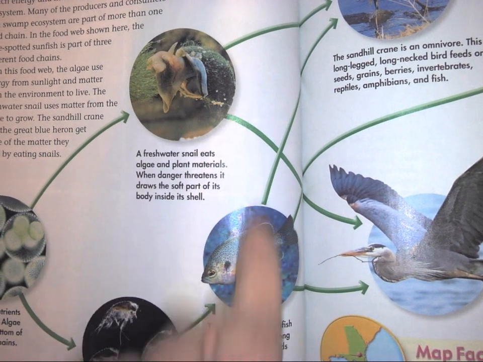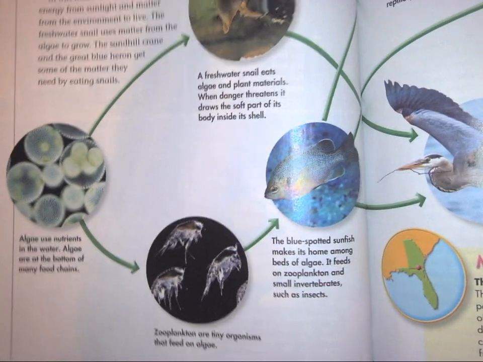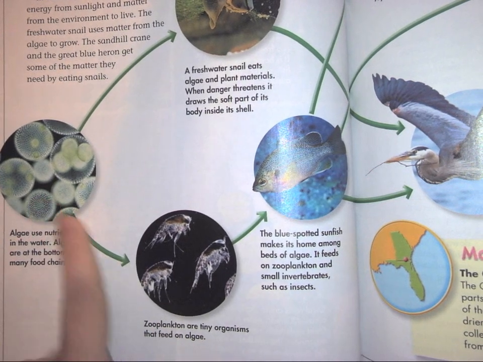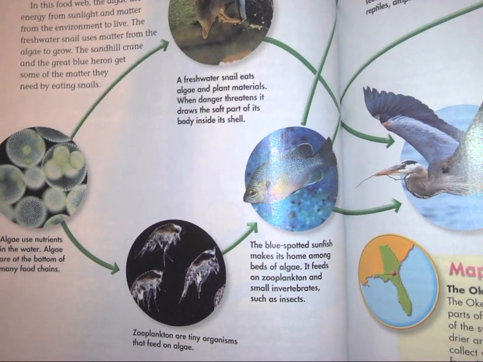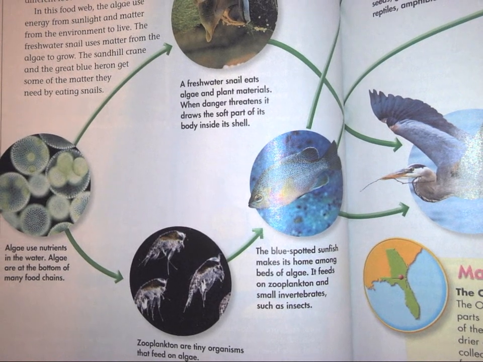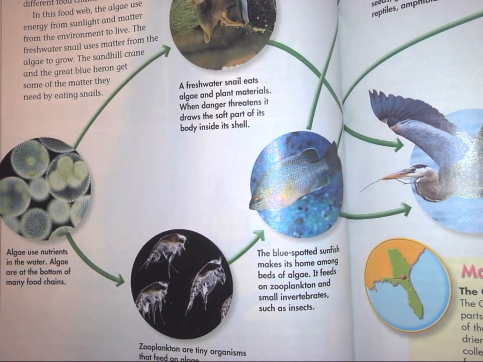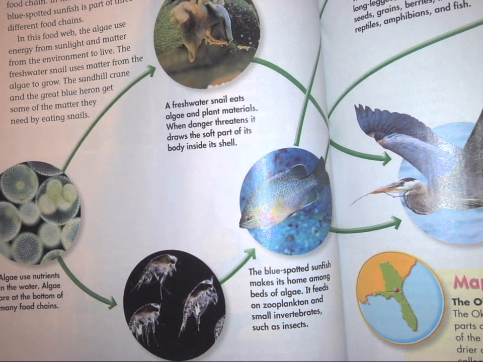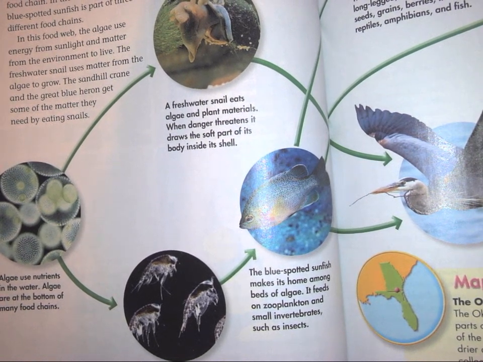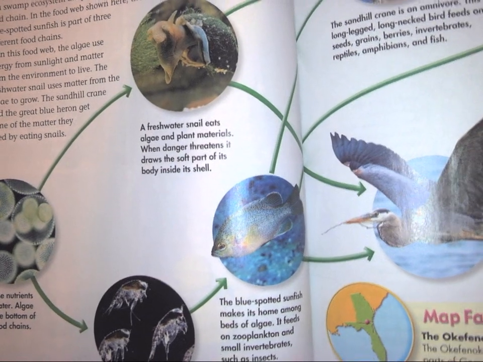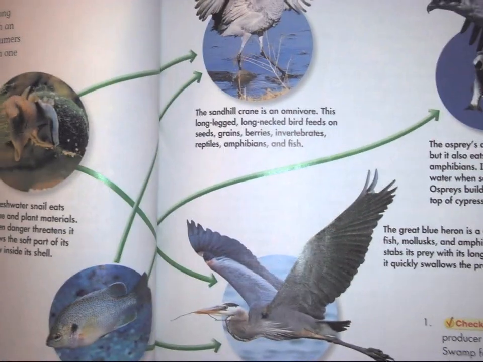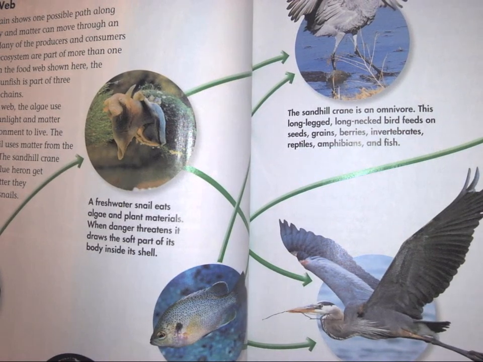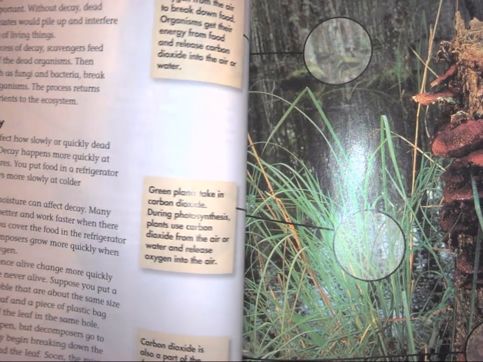Again, it tells you what the animals do. Zooplankton, I think, are so kind of cool. They're tiny organisms that feed on algae. Mostly you don't see them because you'll see them under a microscope, and they're really tiny. But if you take a thing of pond water and you look under a microscope, you're going to see little zooplanktons and things like that. Really cool. So anyway, these are just more about your food webs.